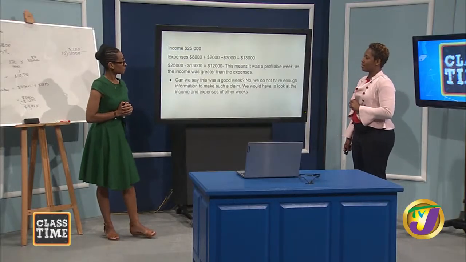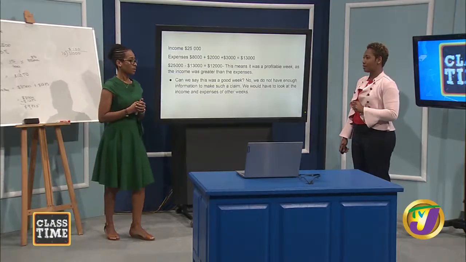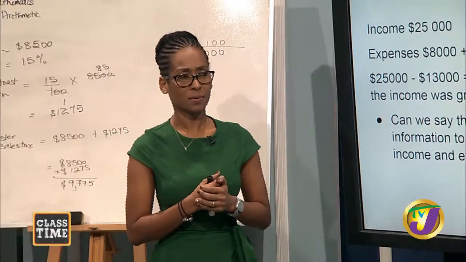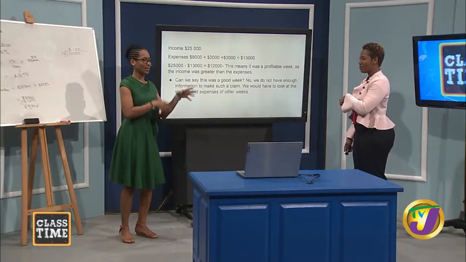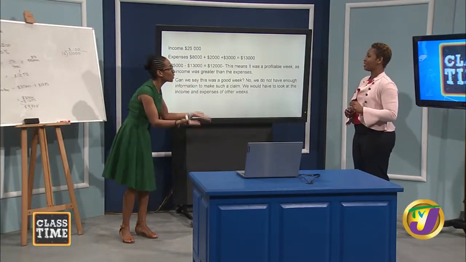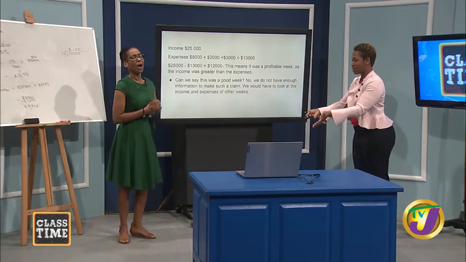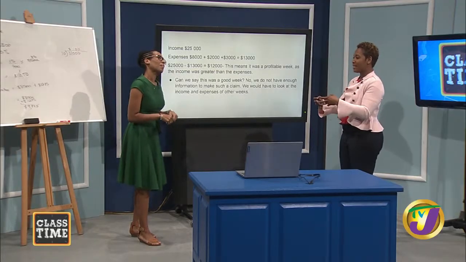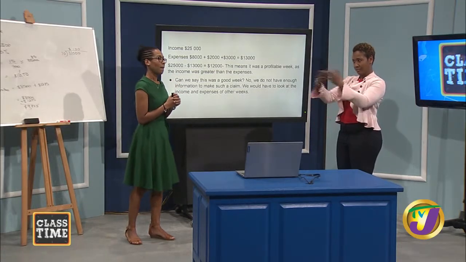So it's important to know how expenses and income relate to each other. Let's just repeat: when do we make a profit again? When we gain, when our expenses are less than our income. We have to have more money coming in than going out. When you lose is when your expenses are greater than your income. So you have less coming in and more going out.